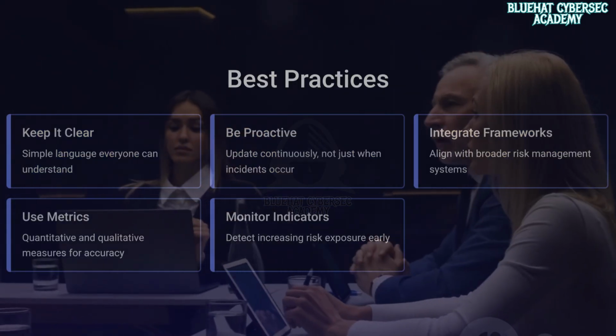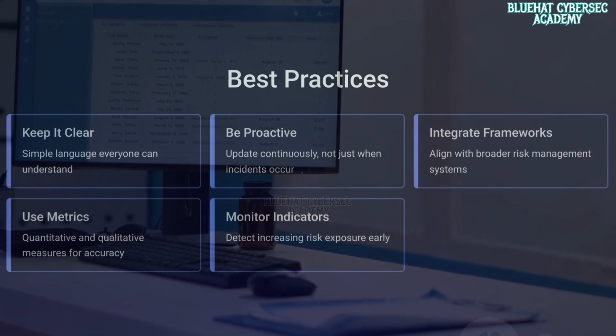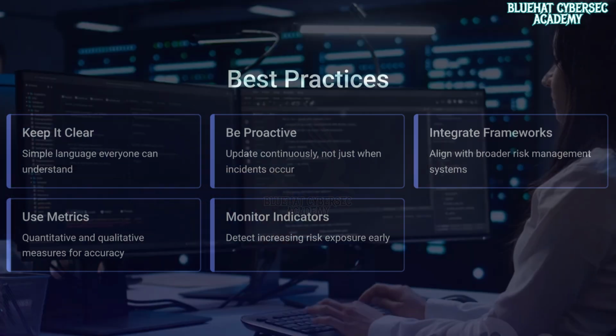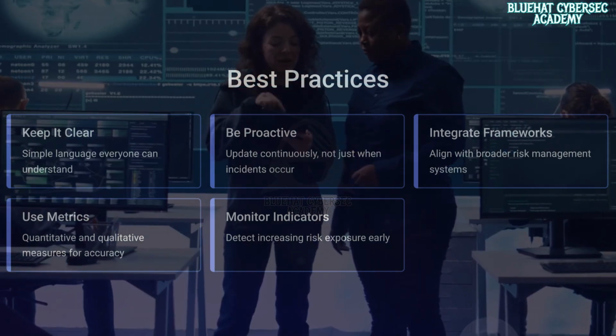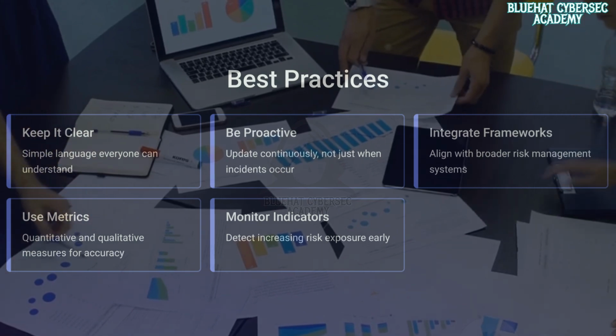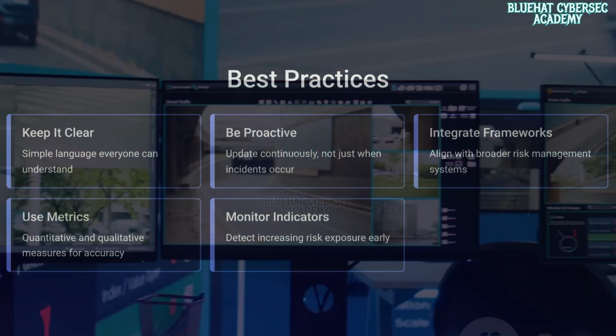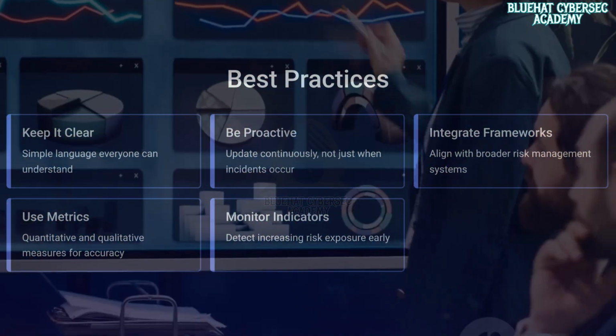To make your threat register truly effective, follow a few best practices. Keep it clear and simple so everyone can understand it. Be proactive, not reactive, updating the register continuously. Integrate it with broader risk management frameworks for consistency. Use quantitative and qualitative measures to ensure accurate assessments. And finally, monitor key indicators to detect increasing risk exposure.